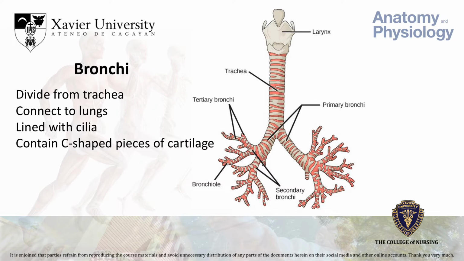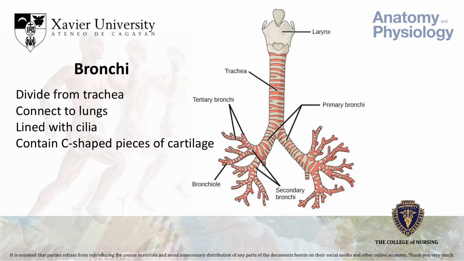Now let's proceed to the bronchi. The trachea divides into the left and right main bronchi, or primary bronchi, each of which connects to a lung. The left main bronchus is more horizontal than the right main bronchus because it is displaced by the heart. Foreign objects that enter the trachea usually lodge in the right main bronchus because it is wider, shorter, and more vertical than the left main bronchus, and is more in direct line with the trachea.